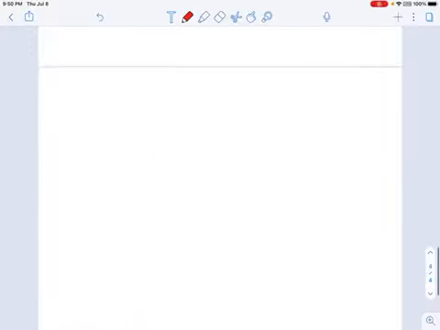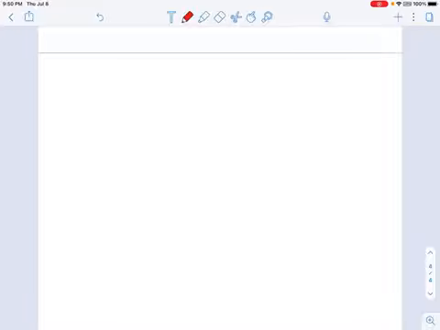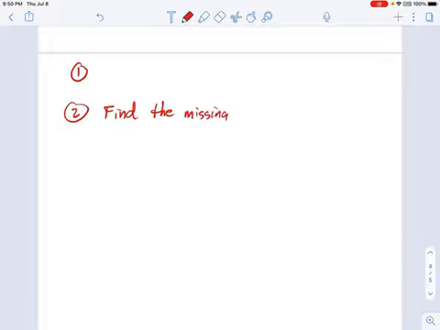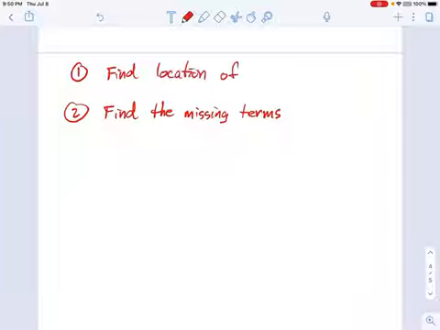So two more common ideas that we're going to be addressing in this video are the idea of finding missing terms. So, let's list both ideas that I want to go over. One of them is find the missing term. And the other is find the location of a particular term. Okay, so these are the ideas we'll be going over here.